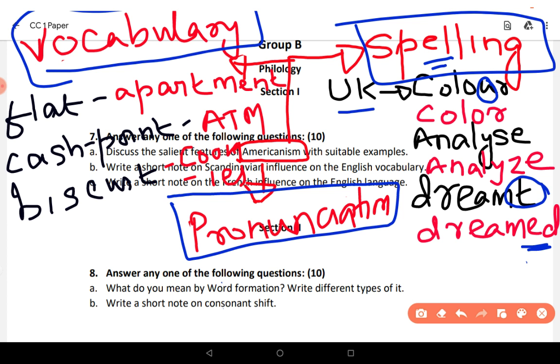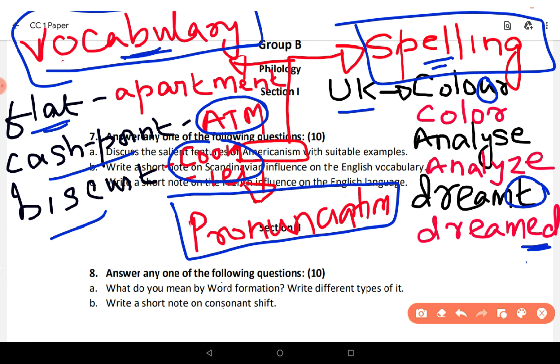Then when it comes to vocabulary, let's see. In UK they call it flat, in US we call it apartment. In UK it's cash point, in US it's ATM, biscuit, cookies, and so on. Cab, taxi, football, soccer. There are a lot of examples. You need to enlist them.